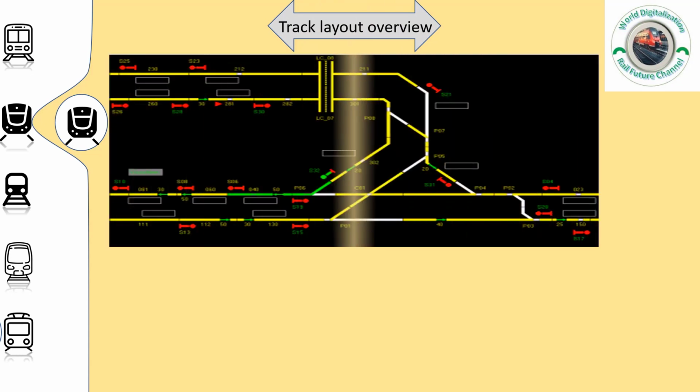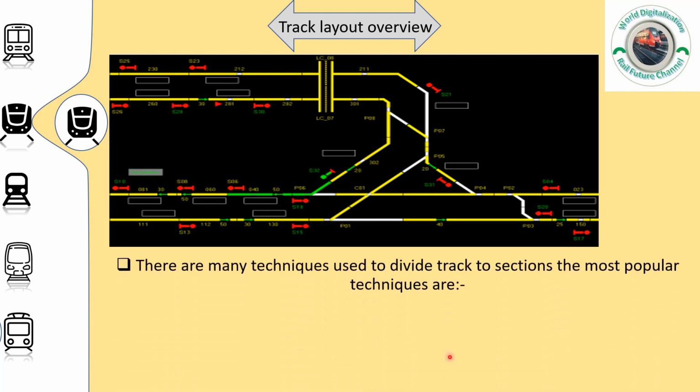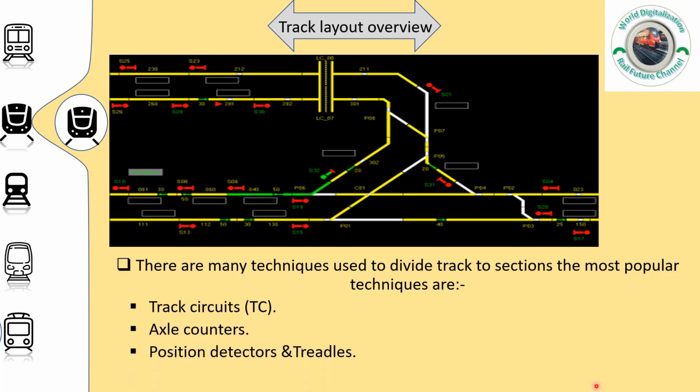Track layout overview. As we explained before, the track is divided into small sections to give us the ability to track or follow the train position along the route. There are many techniques used to divide the track into sections. The most popular techniques are track circuits (TC), axle counters, and position detectors and treadles. As we explained track circuits before, today we're going to start with the axle counters.